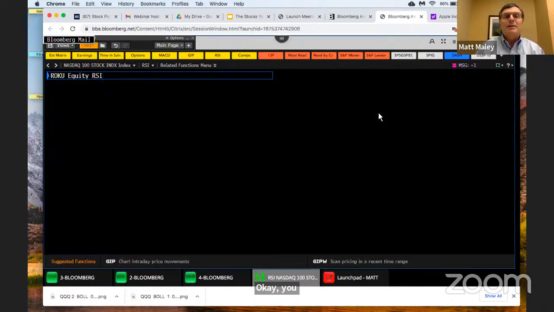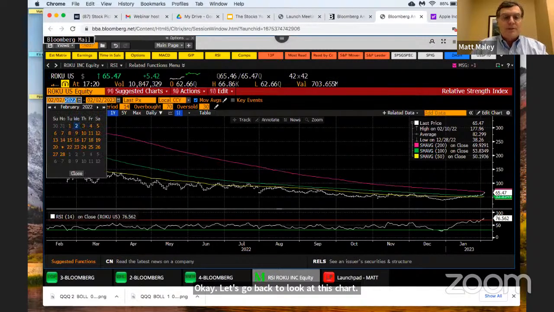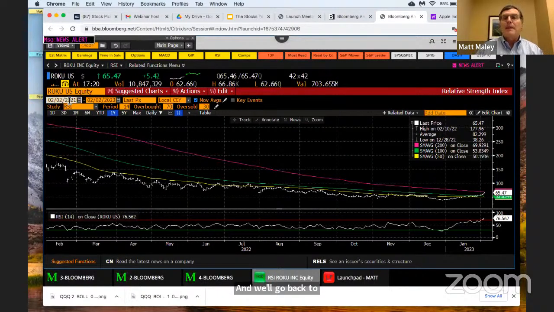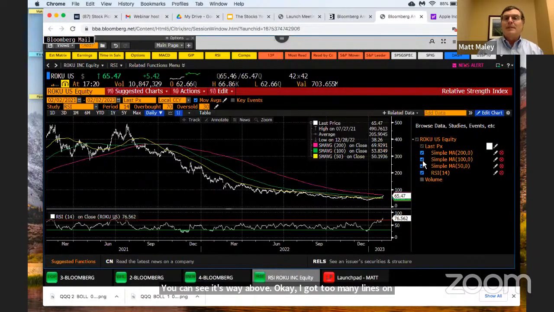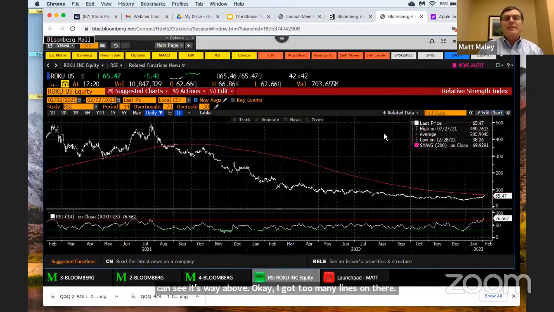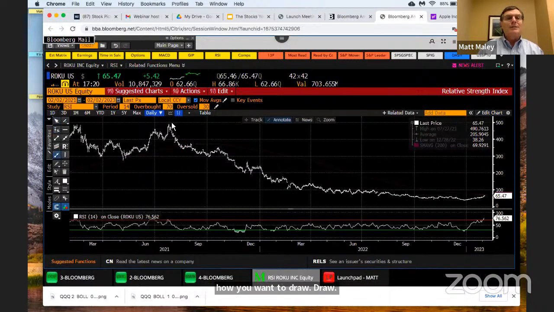Okay. Let's go back to look at this chart. Sorry about that. But look at how this thing is. See how it's building a nice base? You can see it's way above. Well, okay, I got too many lines on there. It makes it crazy. But no matter how you want to draw, look at the trend line here. It broke the trend line a long time ago. It broke above that trend line a long time ago.